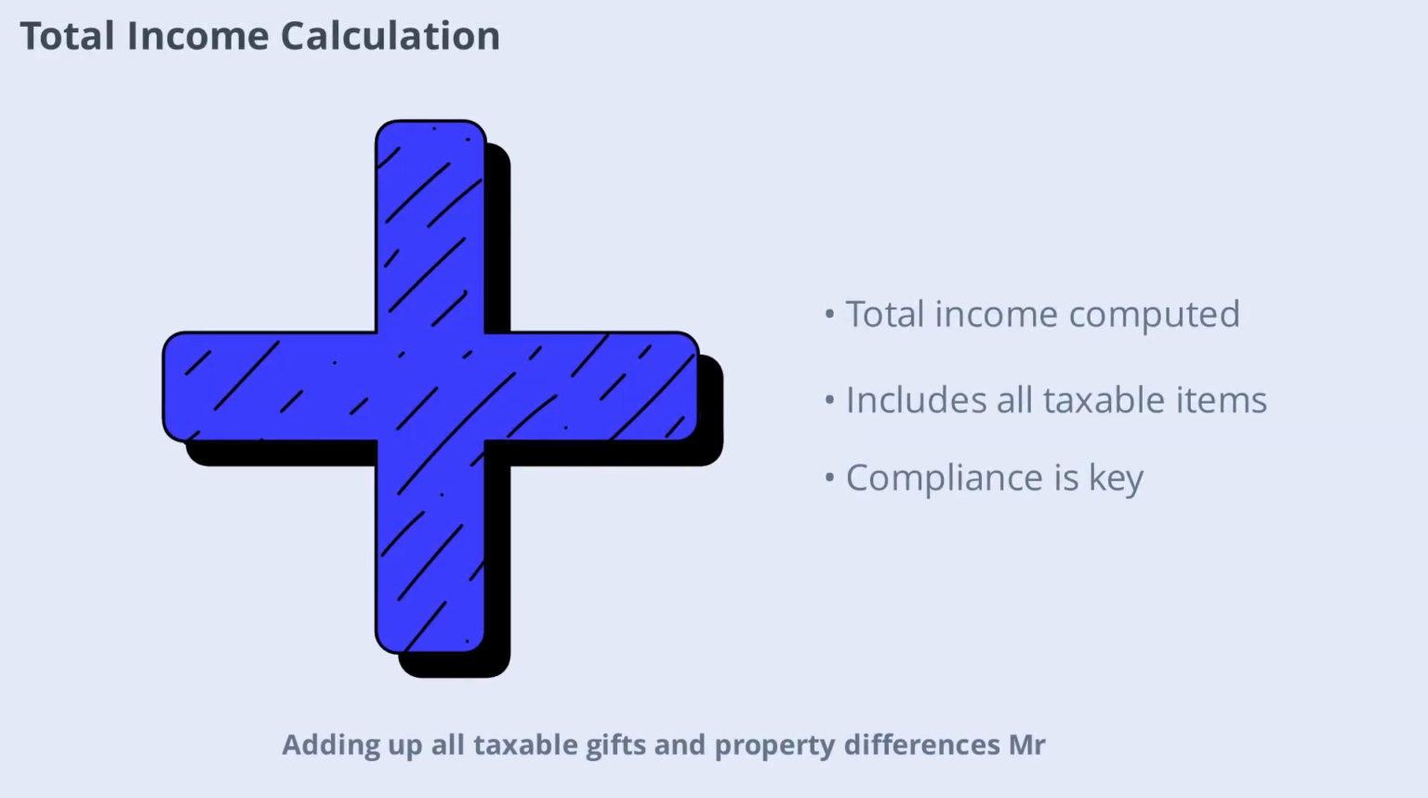Adding up all taxable gifts and property differences, Mr. A's total income from other sources for the year is Rs. 602,000. This includes cash gifts, the value of the diamond ring, and the difference in property value. Accurate calculation and reporting are essential for compliance.